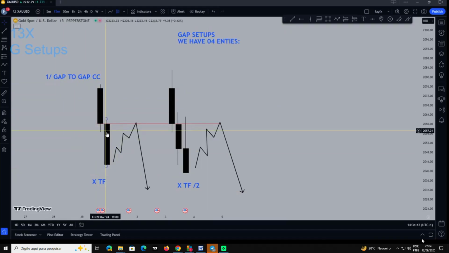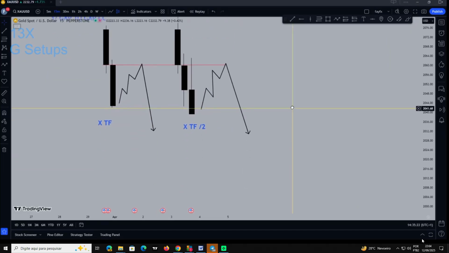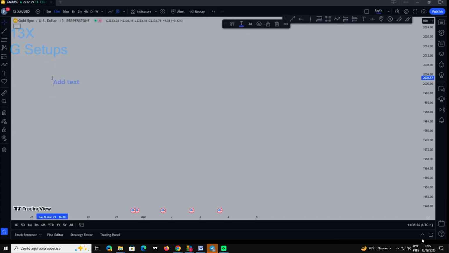We have a gap in X time frame, and when we go one time frame lower, we find a gap CC. Price will go up, reach that level and go down. You can instant sell here when price reaches that level. This is the first entry for gaps. Let's go to the second one.